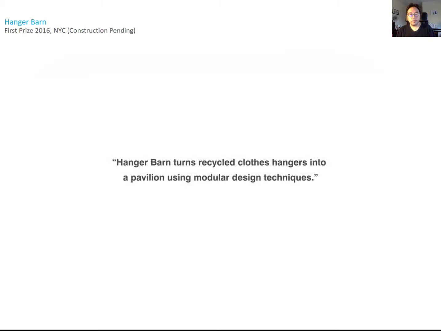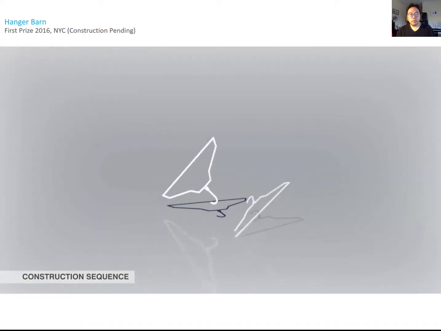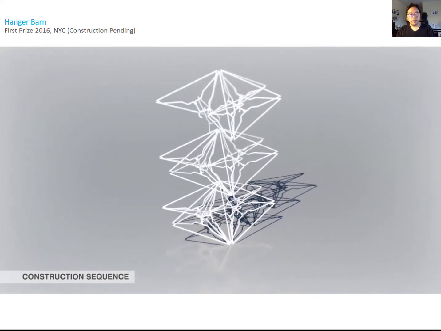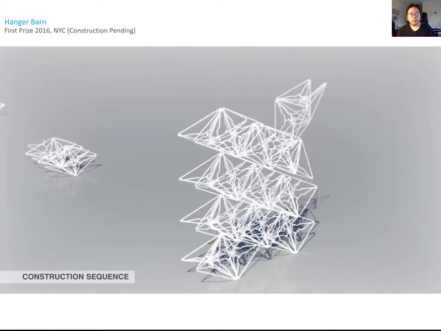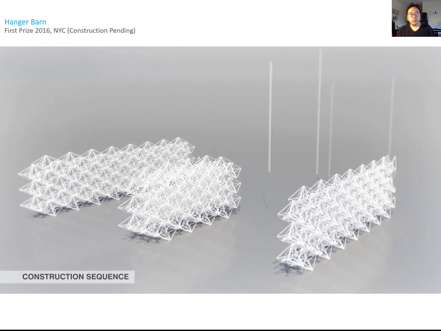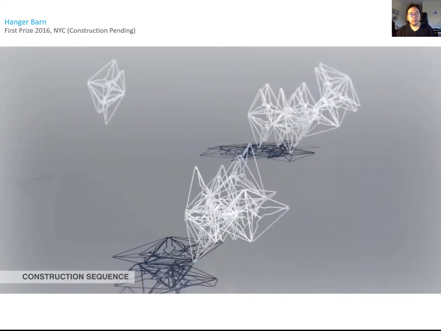Hangar Barn turns recycled clothes hangers into a pavilion using modular design techniques. The modular design is composed of the hangar's original triangle shape, rotated and paired with mirrored segments that connect with zip ties.